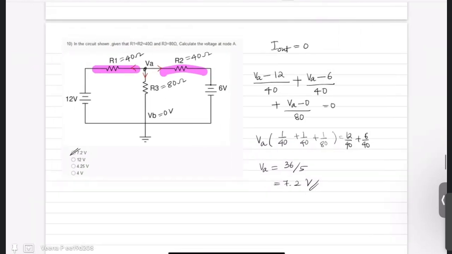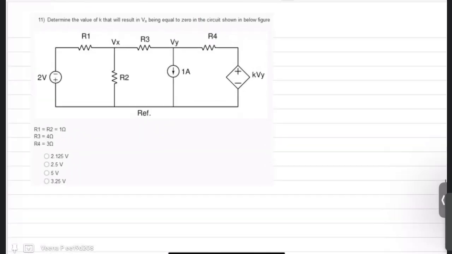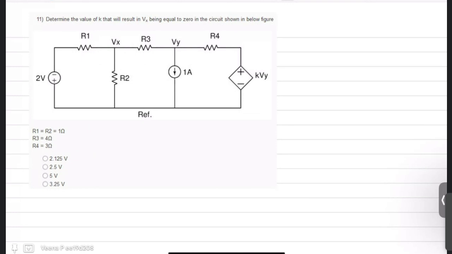Very easy problem. You can also solve this using node mesh analysis, but it's very cumbersome. It is a time taking process. So just apply Kirchhoff's current law at a particular node. Just make sure you know this polarity very well, whether it is plus or minus. We'll move on to the next problem. Please go through the problem.